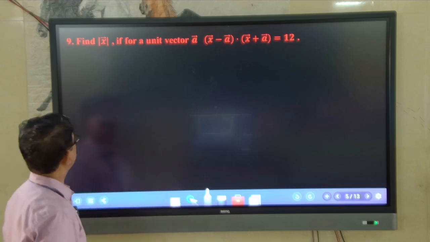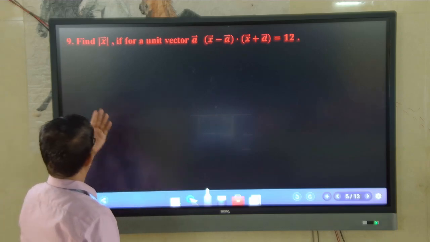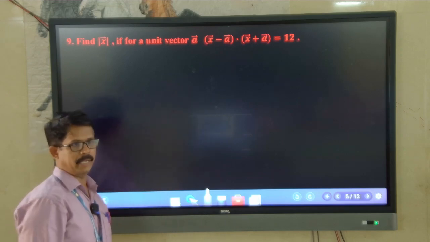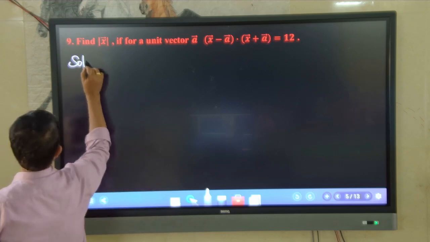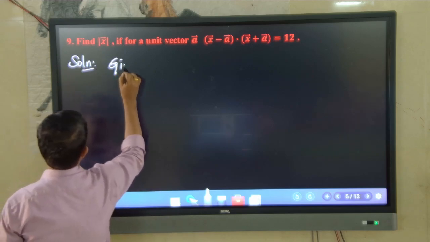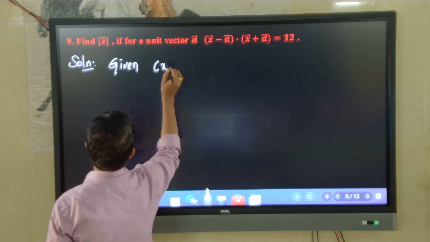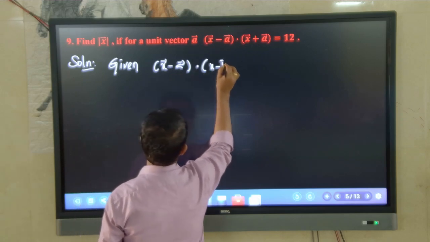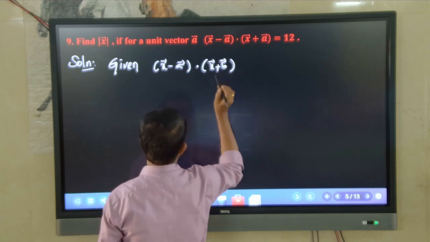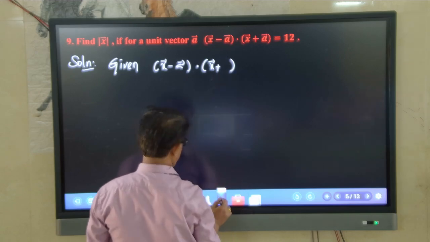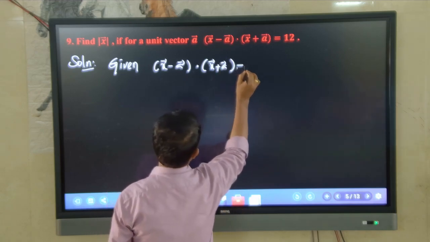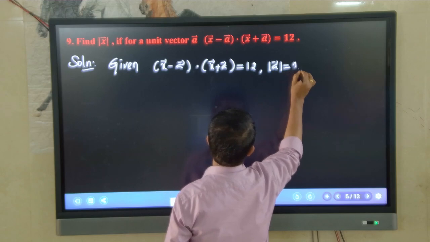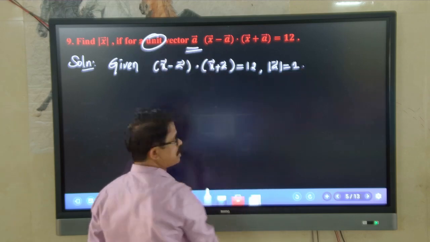What is the 9th one? Find the magnitude of x vector. They are given x minus a dot x plus a. Correct? Yes. Solution. Given x minus a vector dot x plus a vector, sorry, x plus a vector, not b vector, equal to 12, and also given the magnitude of a vector equal to 1. They are given a unit vector, correct?